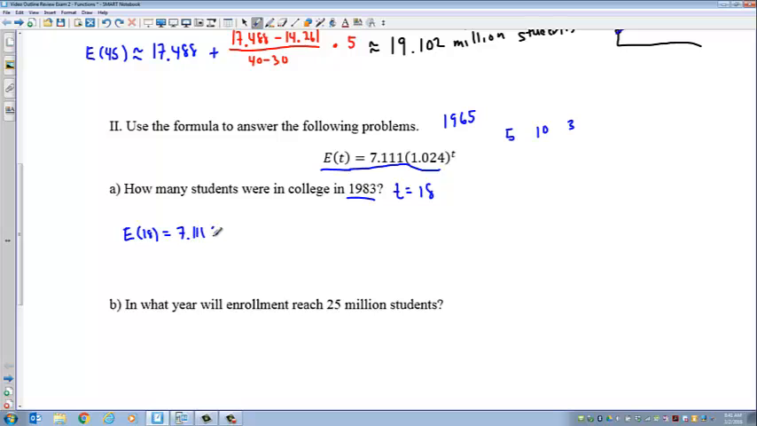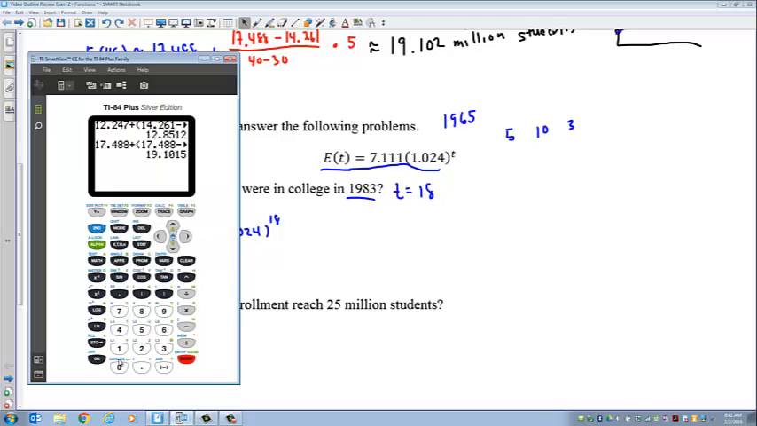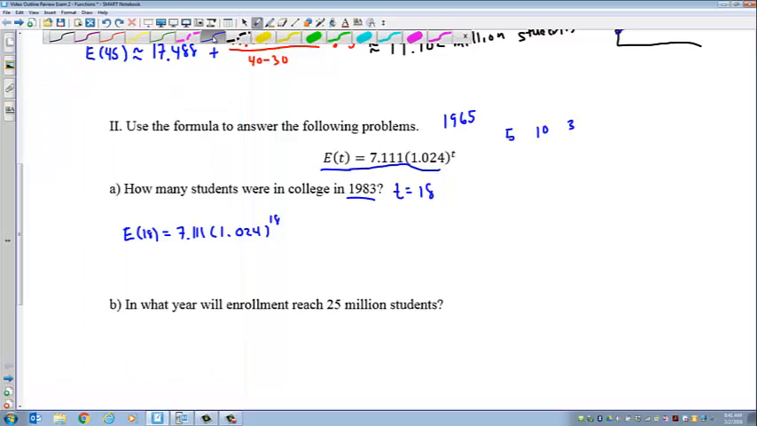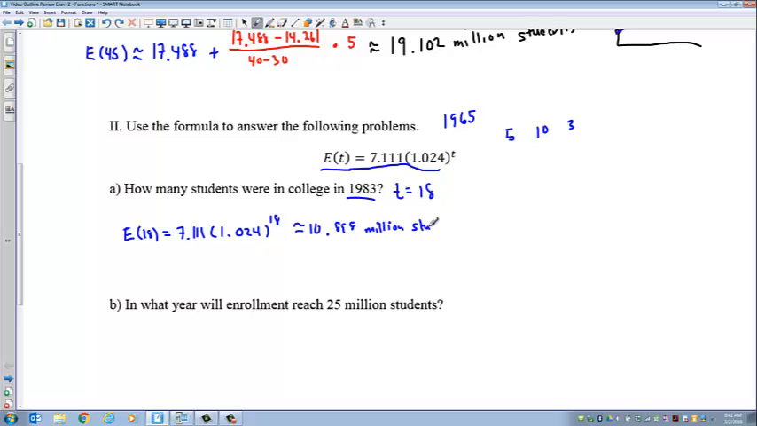So I just have 7.111 times 1.024 raised to the 18. I'll need a calculator to do this. So I take out my calculator, and I do 7.111 times 1.024, and I raise that to the 18. I hit enter, and I get this answer here, and I'm going to round this to 3 decimal places, so that's a 5, so that's going to become an 8. So this will be approximately 10.898 million students.